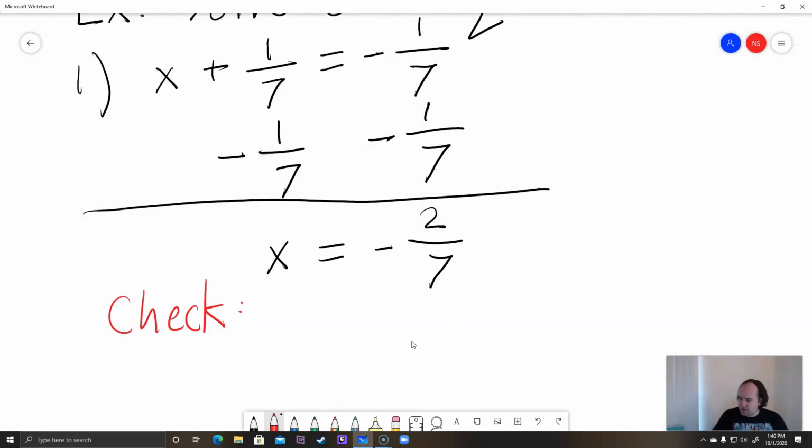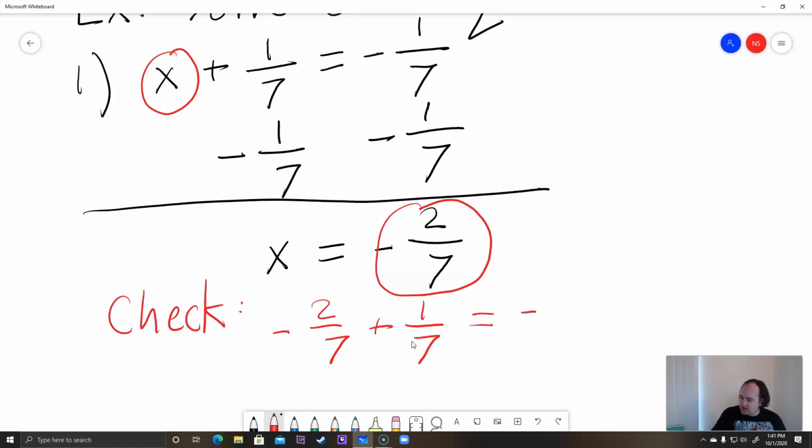So to check here, we would be plugging in negative 2/7 for x. Our equation would be negative 2/7 plus 1/7 equals negative 1/7. We can see that this is true because these are like fractions, so we do negative 2 plus 1 on the top, and that gives us negative 1/7. So this checks out.